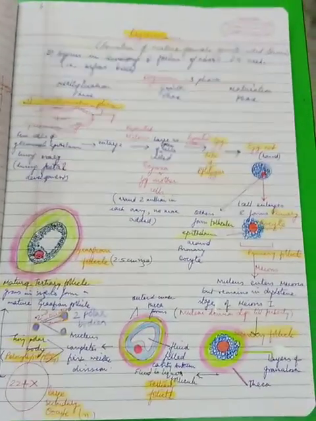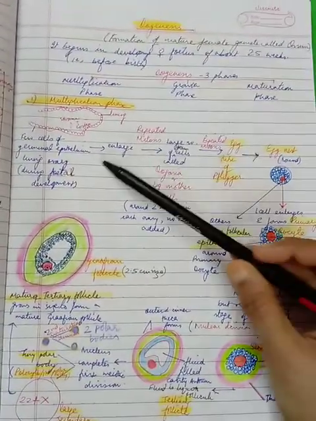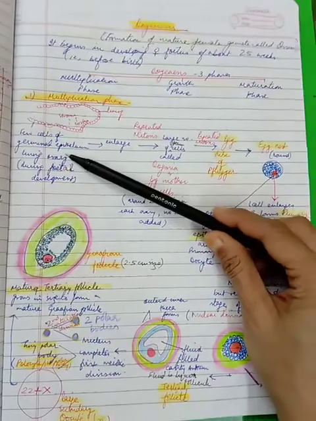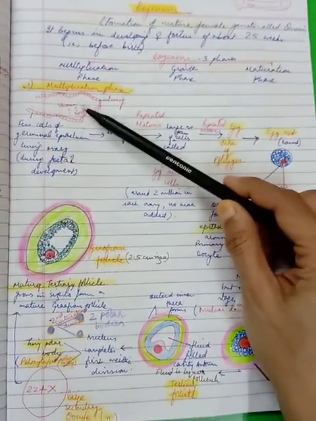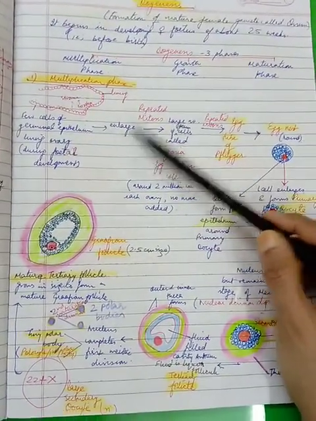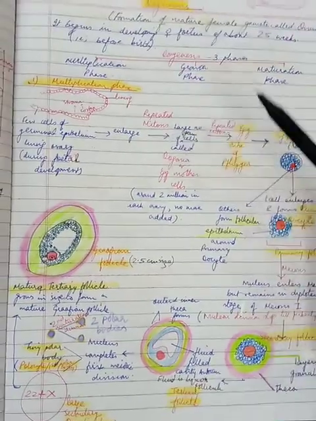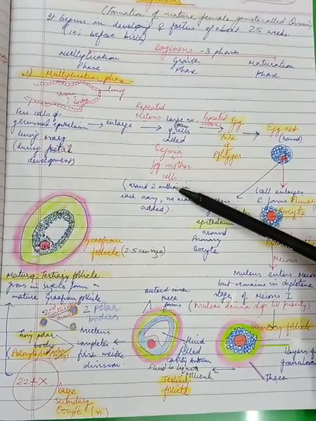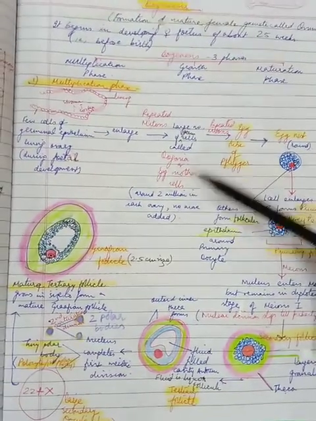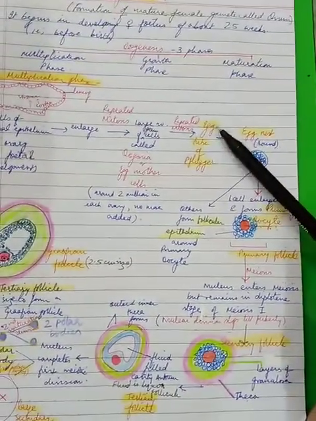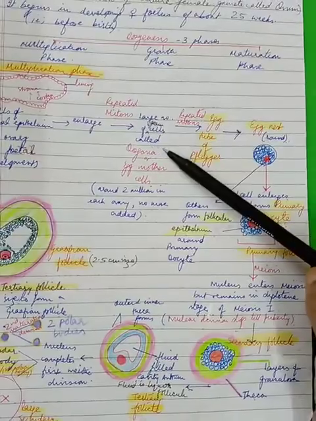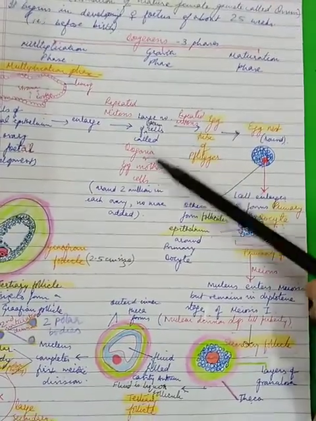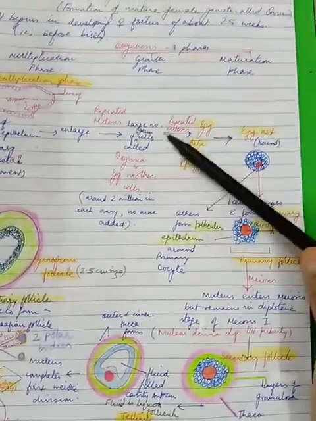So before I move further, I'll quickly explain this once again. I started with oogenesis. The development started with a few cells of germinal epithelium which enlarged, went through repeated mitosis, and formed a large number of cells called oogonia or the egg mother cells. They were around 2 million, but here we're talking about one. One of them we are talking about, so you can understand there'll be millions undergoing the same process.